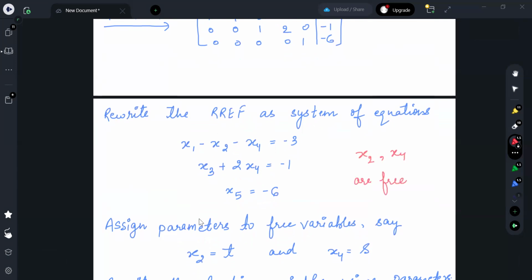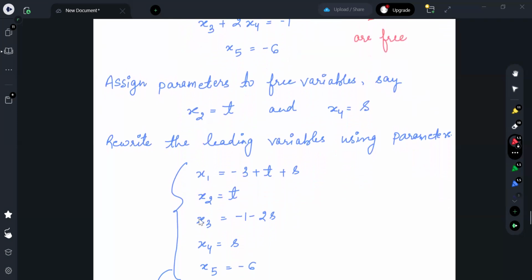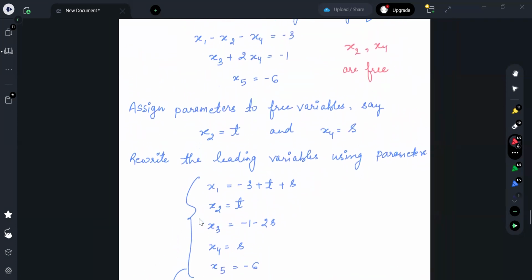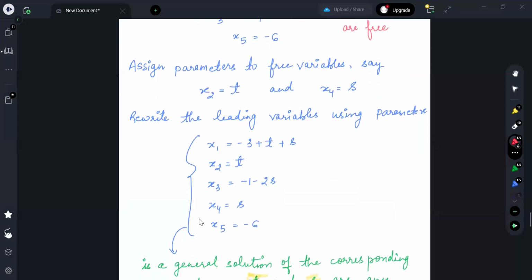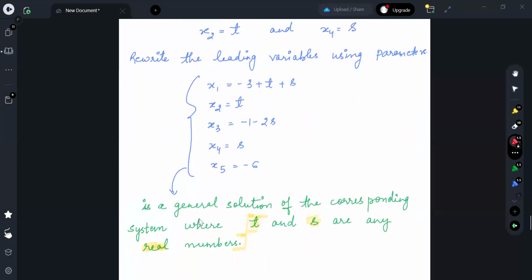The next step is to assign parameters to the free variables. Now you can pick any variables you like. I picked t and s, which is pretty standard for this course. So I'm going to replace x2 by t, x4 by s, and I'm going to rewrite all the leading variables using the new parameters. And there you go. My x1 becomes negative 3 plus t plus s. I'm moving everything to the right-hand side and isolating my x1. And this is my general solution for the given system of linear equations.